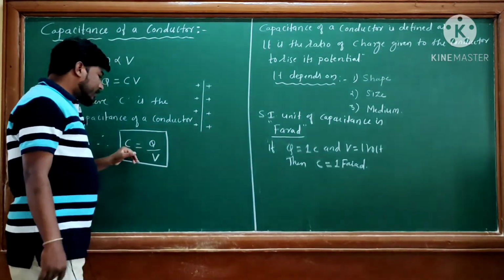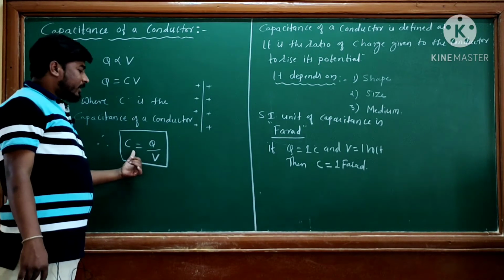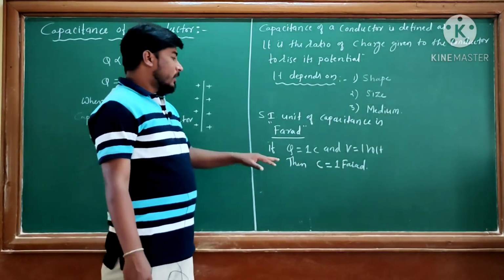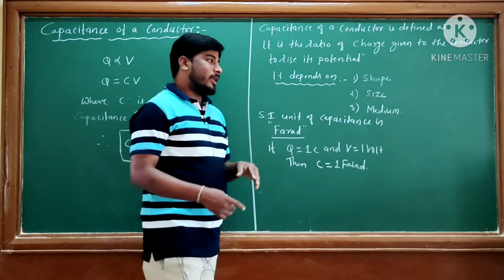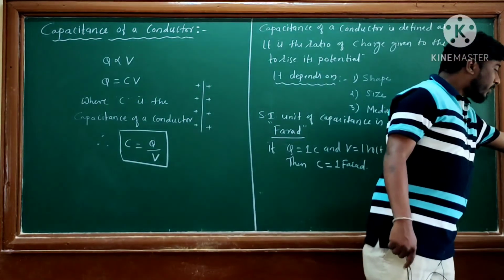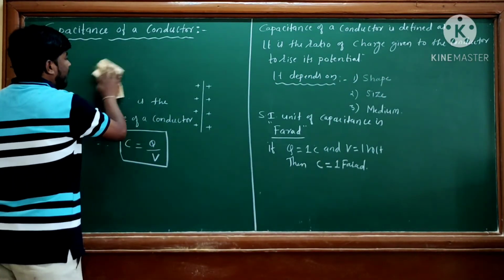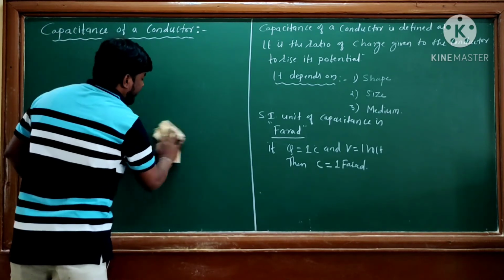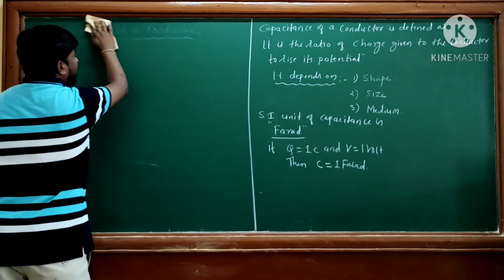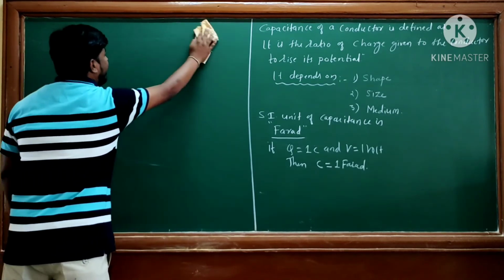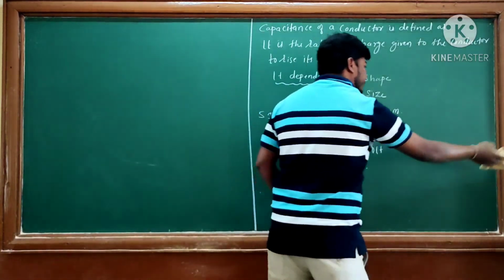So C is equal to Q by V is a very, very important expression. Using this expression, we can find the capacitance of any conductor. Here we can find the capacitance of the earth also. To find the capacitance of the earth, first I will write here the capacitance of the spherical conductor.